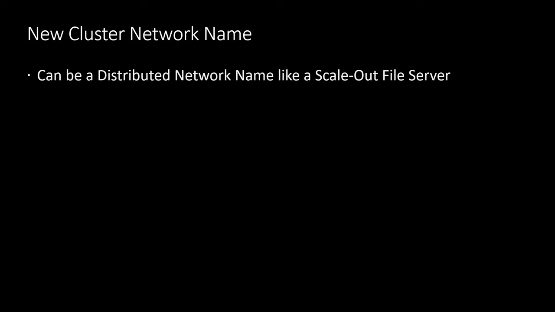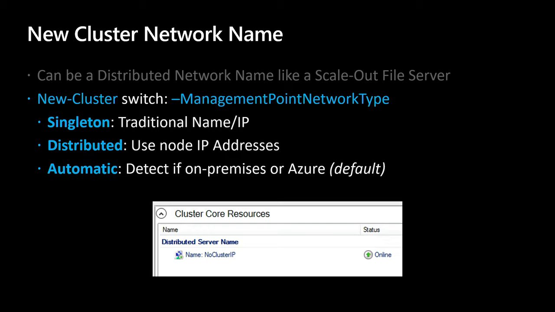So, top new features. First, the cluster name. We have a new type of cluster name. For those that are familiar with scale-out file servers, there is no IP address assigned to it. Now the new cluster name takes the node's IPs, populates DNS, and uses those IPs. You could set this up on premises. You can only set it up with the new cluster command.